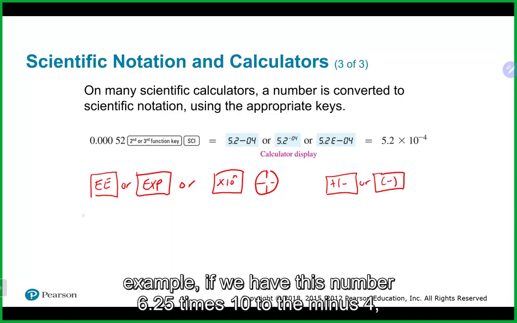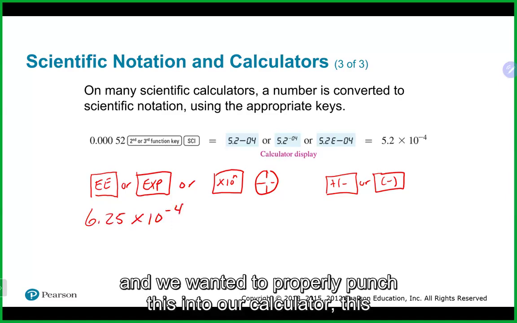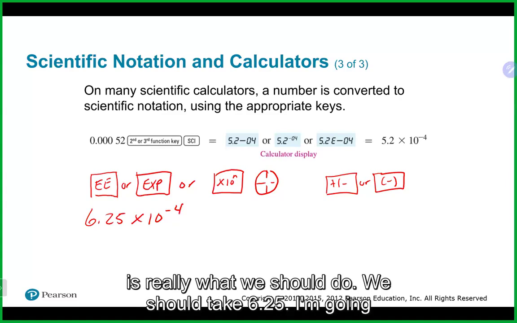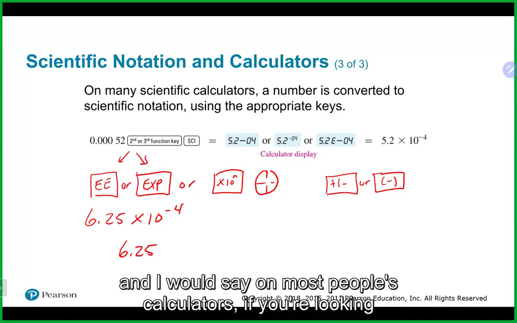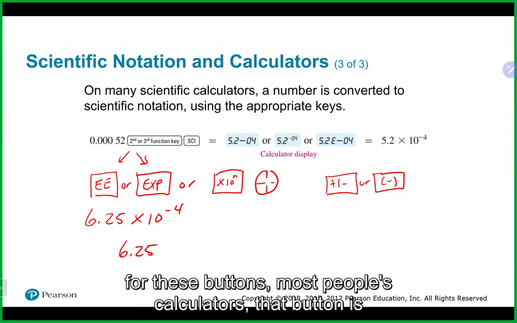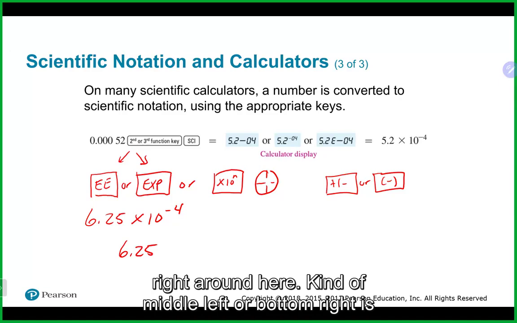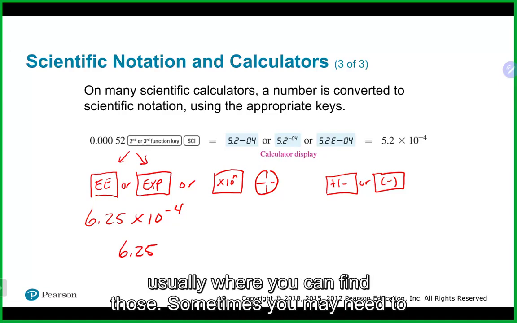So for example, if we had this number 6.25 times 10 to the minus 4, and we wanted to properly punch this into our calculator, this is really what we should do. We should take 6.25. Now, I'm going to first talk about if you have one of these two buttons here. And I would say on most people's calculators, if you're looking for these buttons, that button is right around here, kind of middle left, or bottom right, is usually where you can find those.